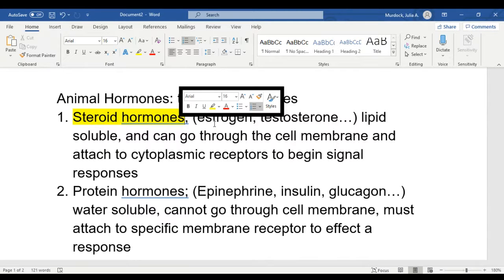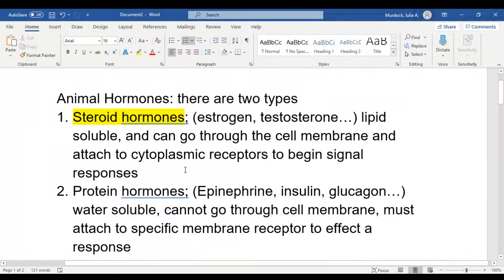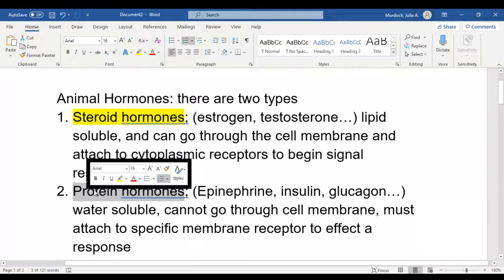You still have a reception step, but then you don't tend to have a very long phosphorylation cascade, like we showed you with epinephrine. And a lot of steroid hormones, their final responses tend to be they go right into the nucleus with the receptor, and that stimulates one of the genes in the DNA to start making a new protein. So very often, that's what a steroid hormone will do. But we're going to talk about testosterone next week, not this week. This week, we're going to stick with protein hormones.